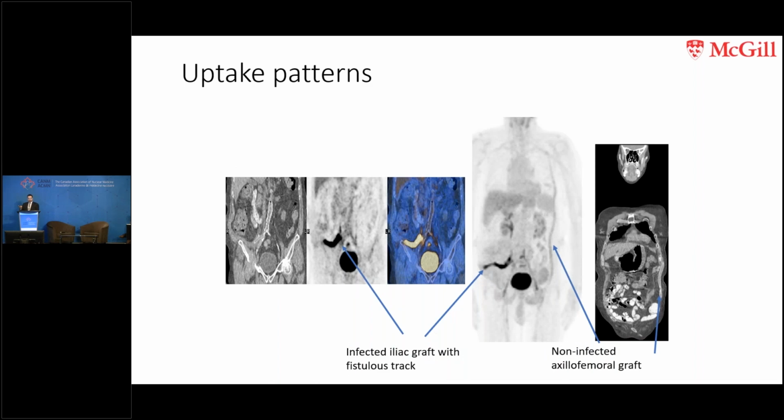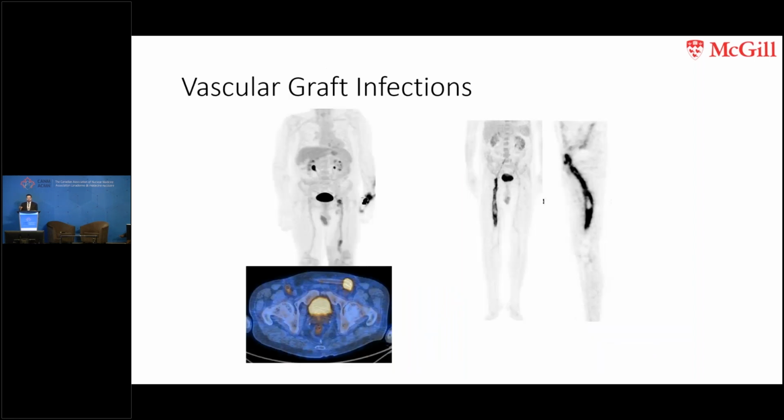So if we look more closely, we can see the differences between what's physiological activity, which on the MIP image, where it says non-infective axillofemoral graft, we can see mild diffuse uptake throughout the graft. That's a physiological pattern of uptake, non-infection. Whereas he also has an iliac graft, which has very intense uptake with a fistulous tract going into the soft tissues. That's an infected pattern of uptake in the vascular grafts. Some more examples of intense and heterogeneous uptake in vascular graft infections.